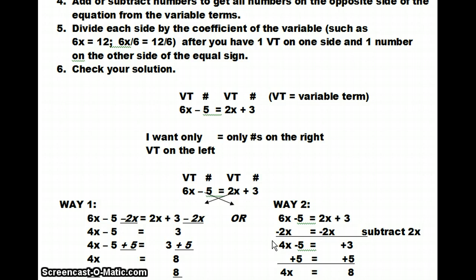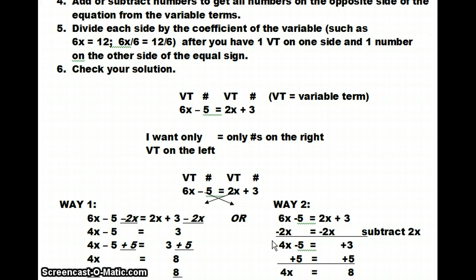Our first step was to simplify things using the Please Excuse My Dear Aunt Sally rule and get rid of any parentheses. We don't have anything like that on this problem, so we don't have to worry about step 1. Step 2 is to combine like terms that are on each side. This one we don't have to worry about either, because on the left-hand side there's only a variable term and a number, and on the right-hand side there's a variable term and a number. There's nothing on one side or the other that we can combine.